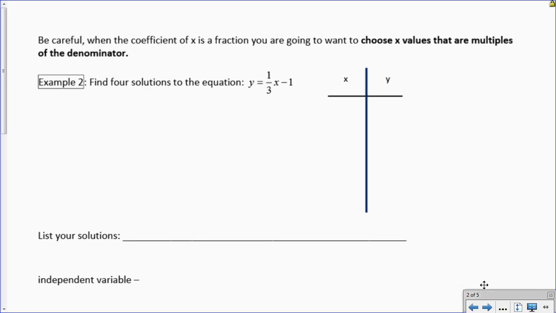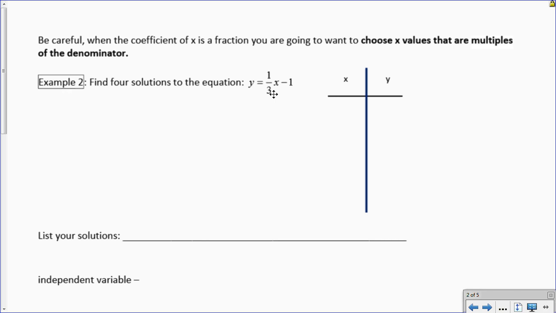Okay? Now, we're going to try another one like this. This one, however, has a coefficient that's a fraction. So, you can still pick whatever x's you want. However, it's going to make your life a whole lot easier to choose x values that are multiples of the denominator here, because then the fraction cancels out.